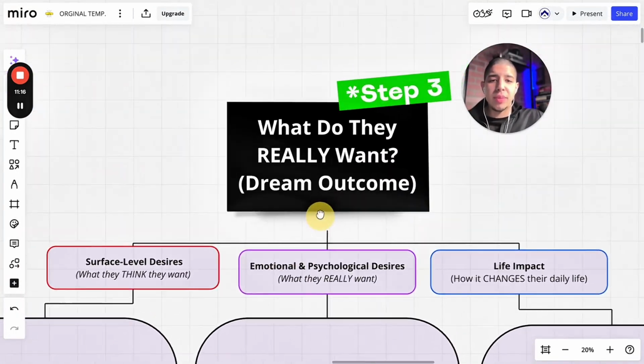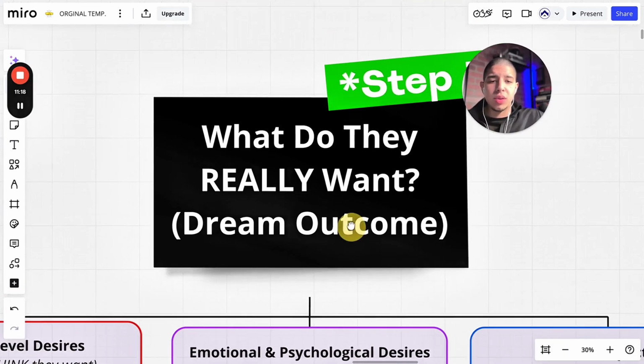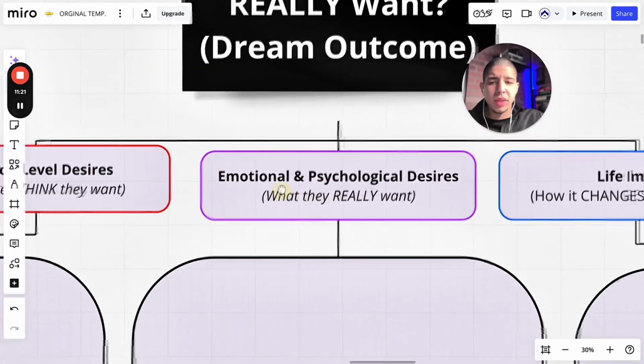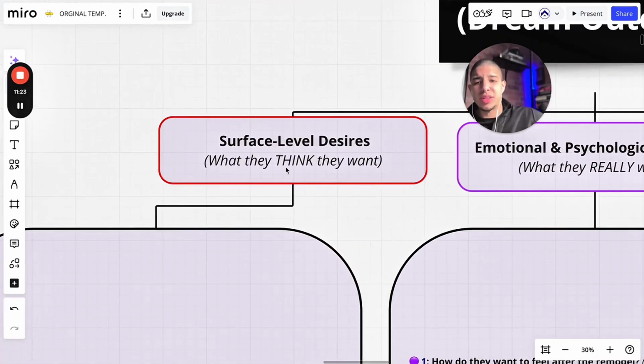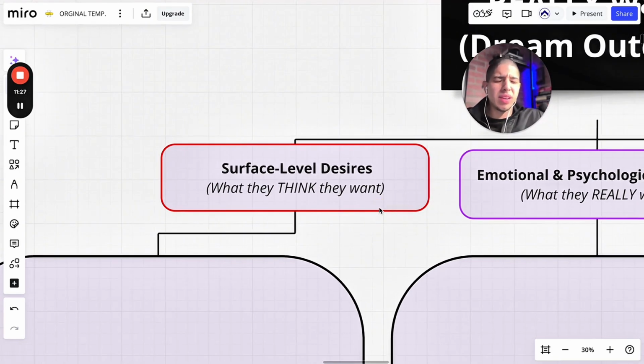So the third step, what do they really want? What is their dream outcome, right? So the dream outcome, surface level desires. What do they think they want? For example, a lot of people think they just want a new sink that's going to make their bathroom look brand new. But really what they need to do is take this wall down, add a walk-in shower there, and do this and that, right?